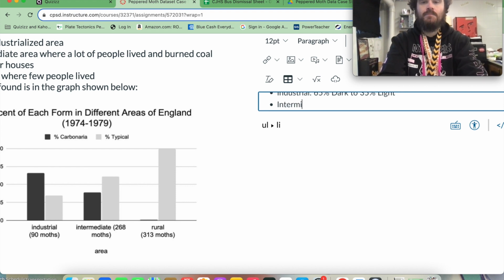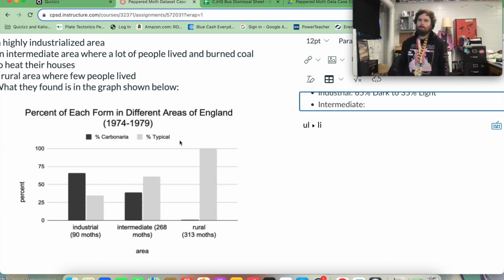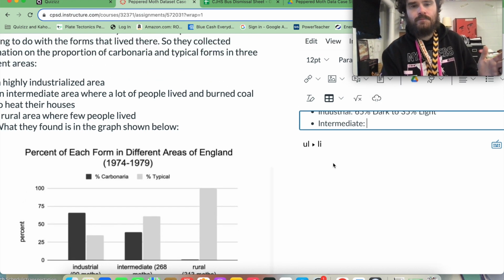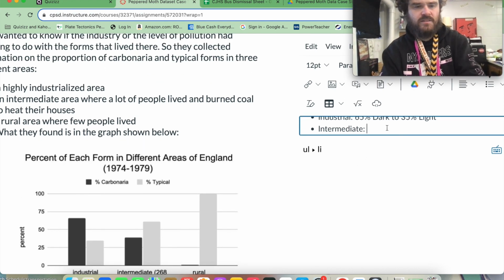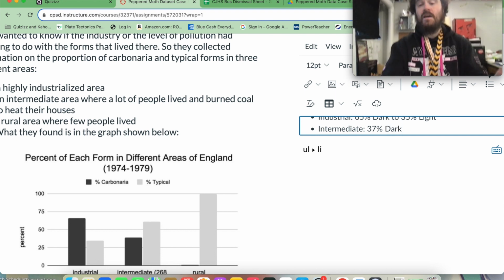Let's do intermediate. In the intermediate area, notice, there's a change. There's more light moths there. Remember, we'll break down what that means in a second. So intermediate, let's do the dark first, like usual. I'm going to guess real hard here. I'll say like 37 because it looks like it's a little above that 35 we said. Let's do 37% dark.